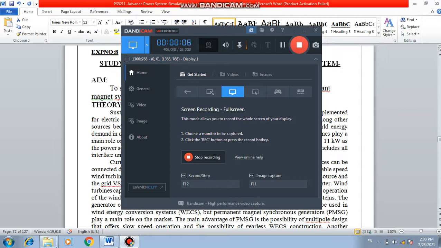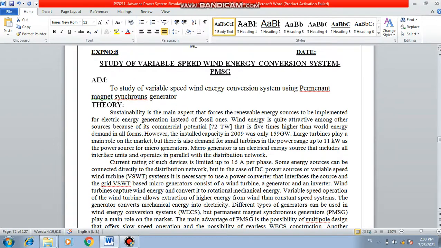Now we are going to see experiment number 8. The title is Study of Variable Speed Wind Energy Conversion System, PMSG. PMSG stands for Permanent Magnet Synchronous Generator. So the aim of the experiment is to study the variable speed wind energy conversion system using a permanent magnet synchronous generator. So this is a study experiment.